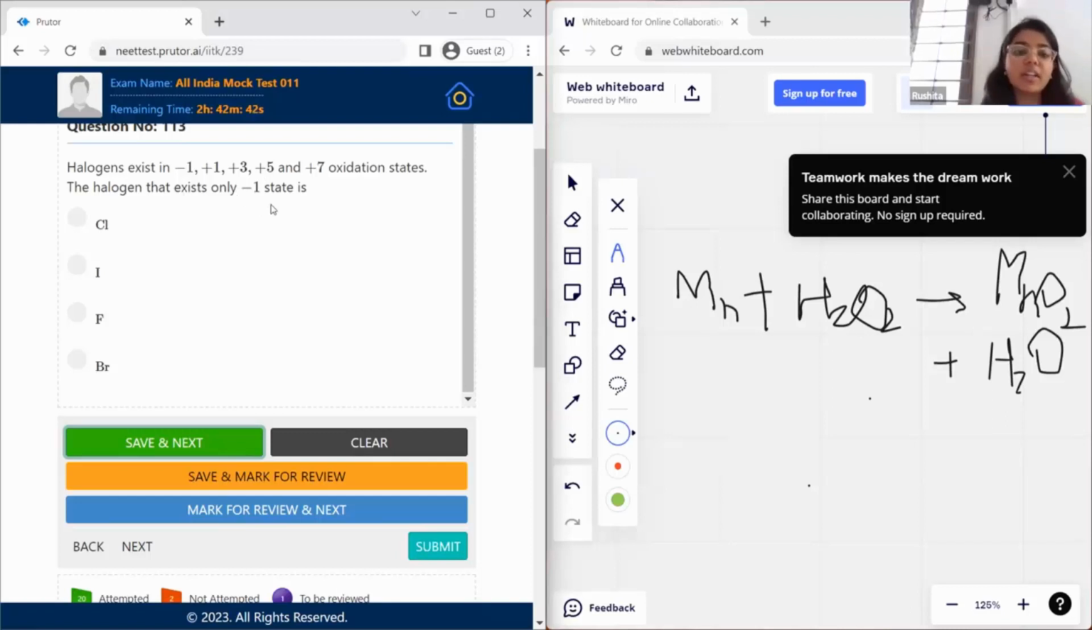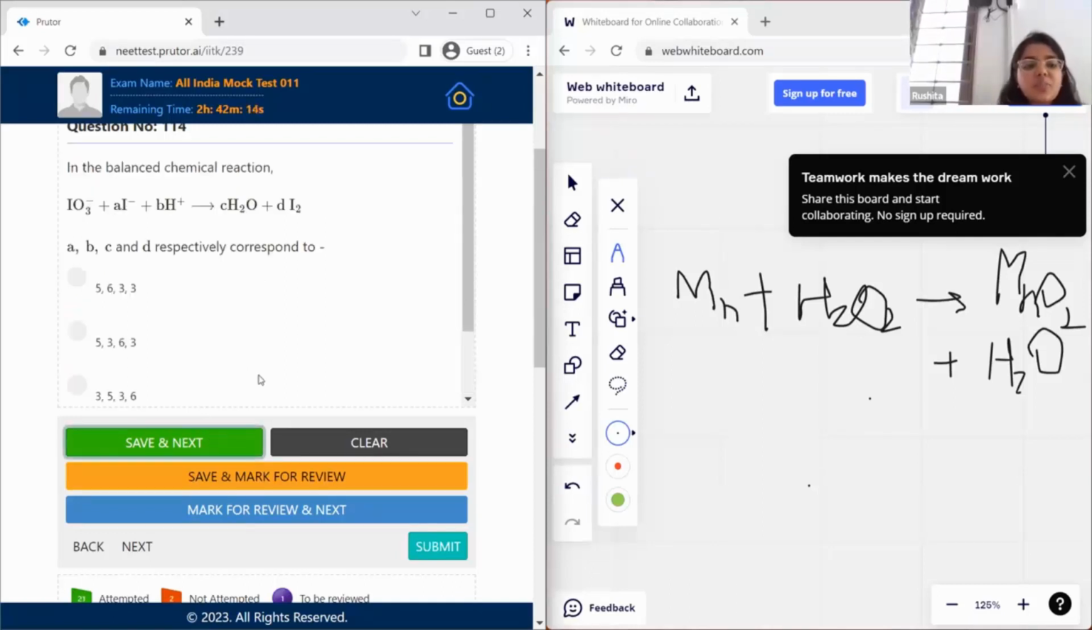This is also an inorganic question. Fluorine is the halogen which exists only in the -1 state because of its placement in the periodic table. It is very electronegative. It won't give its own +1 ion. It will only take, so it will just exist in the -1 state. This is again a theory question, an inorganic question. You need to know it.